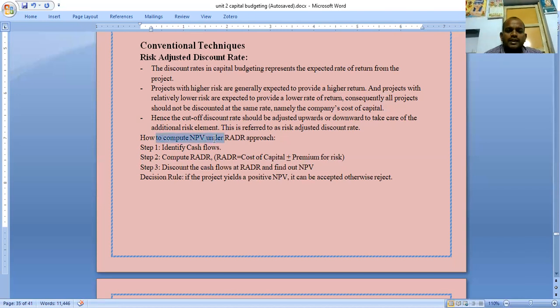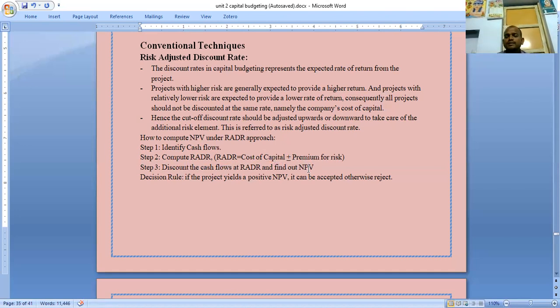So how to compute this NPV under the risk adjusted discount rate approach? First one, identify the cash flows. Second one, compute risk adjusted discount rate, that is cost of capital plus premium for risk. Third one, discount the cash flows at risk adjusted discount rate and find out NPV.